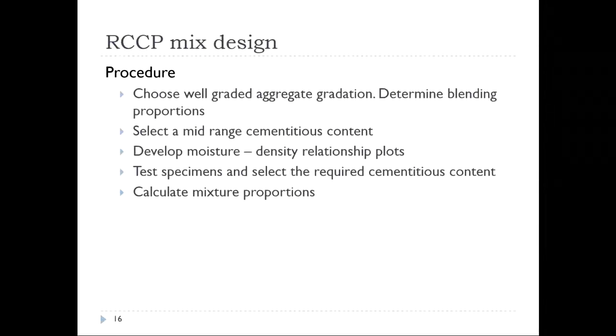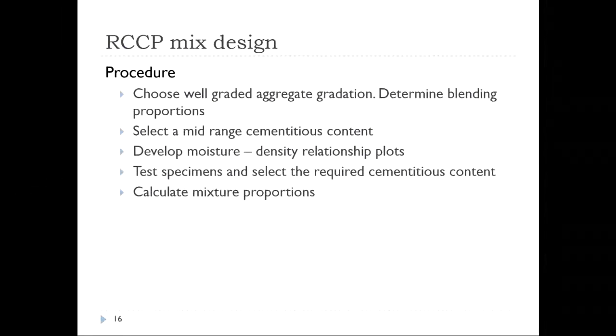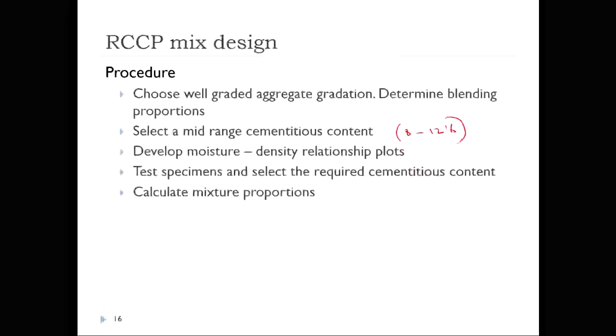We have to choose a well-graded aggregate gradation. If it is at the site, we have to determine the blending proportion. There are guidelines regarding the aggregate gradation you have to follow. You have to see IRC 68 to see what aggregate gradation is being followed. Generally, this is a dense aggregate gradation, which is close to your 0.45 gradation chart. Now you can select a mid-range cementitious content, in the range of around 8 to 12%. So you can start with say 10%.